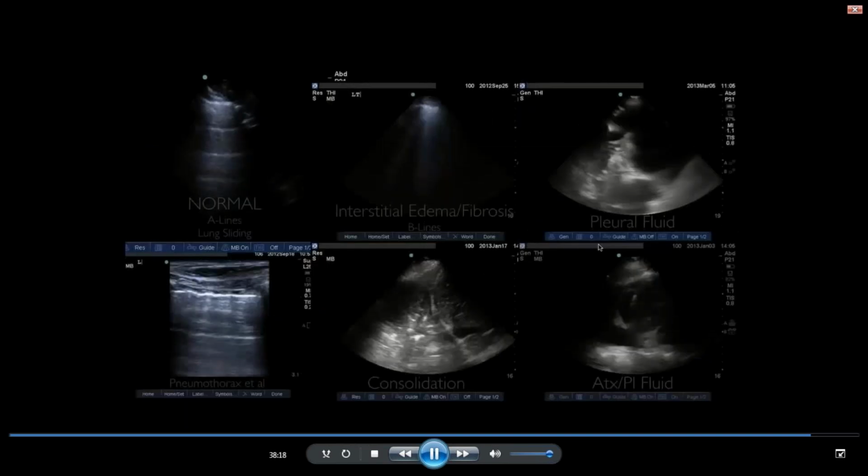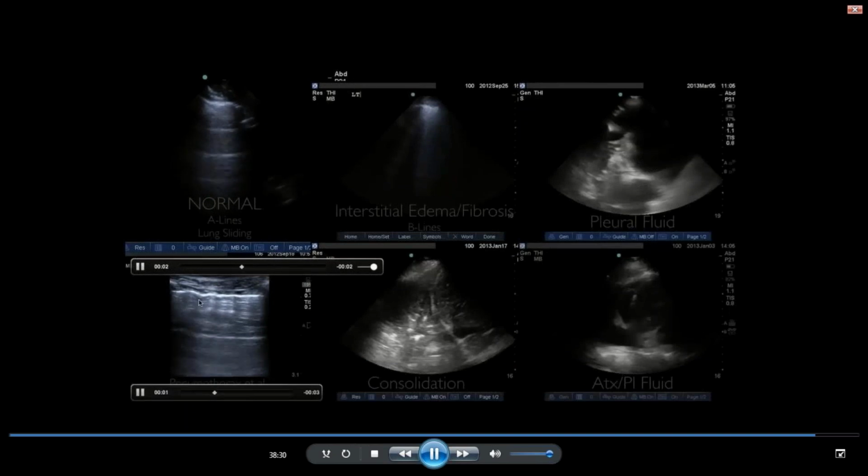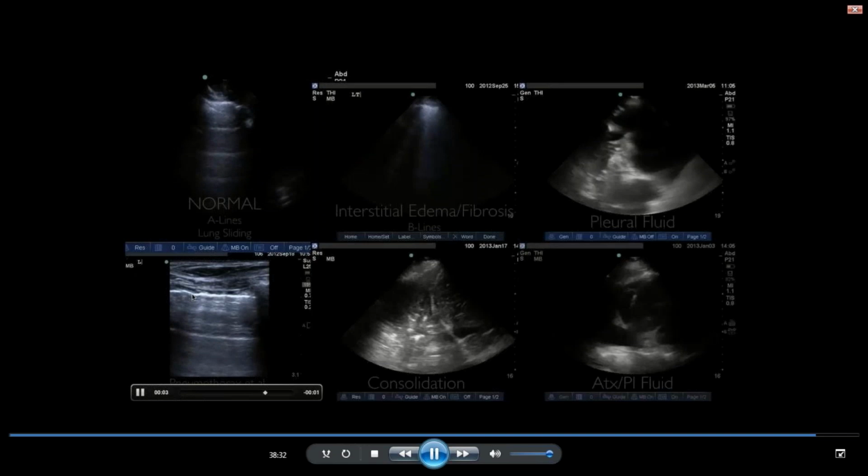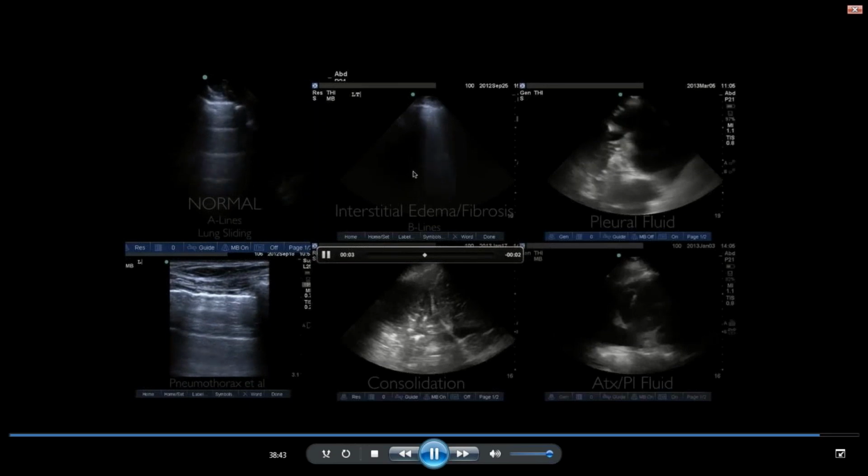All right, to summarize, here is a normal lung showing findings of normal lung sliding with A lines. Here's an example of a pneumothorax with absent lung sliding and presence of A lines. Here's an example of a patient with CHF with interstitial edema and plenty of B lines or lung rockets.